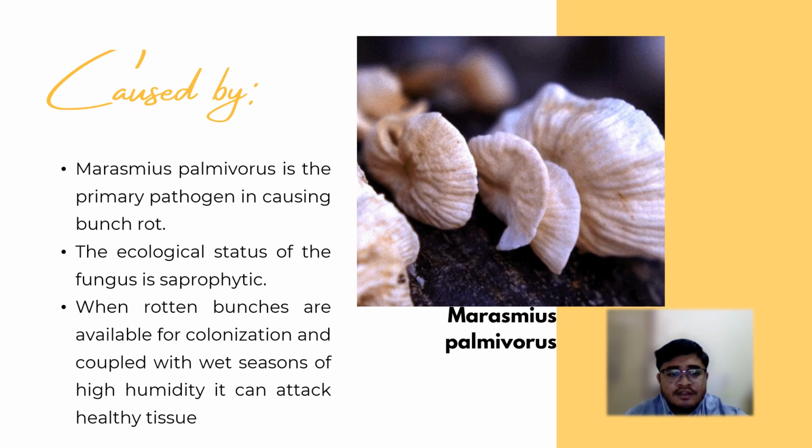Next, this disease is caused by Marasmius palmivorus. This is the primary pathogen causing bunch rot. The ecological status of the fungus is saprophytic. When rotten bunches are available for colonization, coupled with a wet season of high humidity, it can attack healthy tissue, like developing fruit bunches and frond bases, and gradually spread to younger bunches and inflorescences.